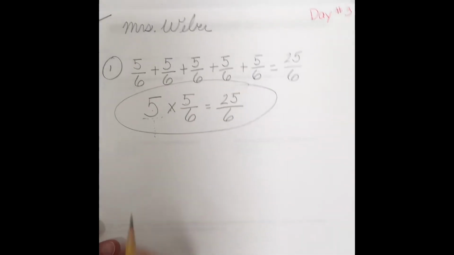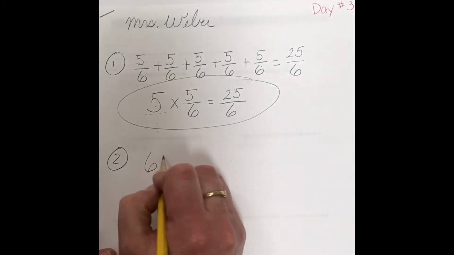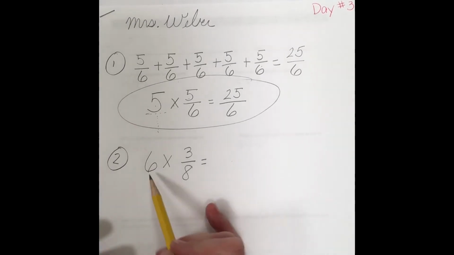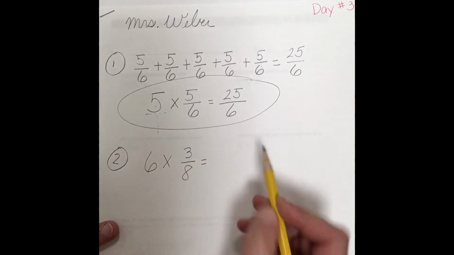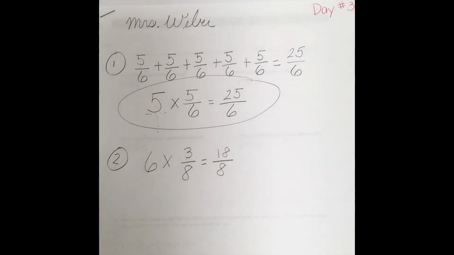All right, now sometimes I just have multiplication. I don't have to worry about the repeated addition. So please write down 6 times 3/8. Now, we know that we're going to take the whole number times the numerator. We get 18. We keep the same denominator. Now, we get an improper fraction. Now, I know we left it as an improper fraction in problem number 1, but normally I like to rename it as a mixed number.